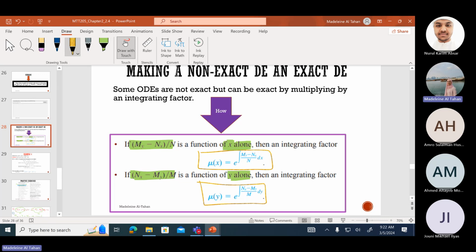The first step: find your M and N and check if it's exact. If it's exact, go ahead and solve it. If it's not exact, check if we are able to transform it to exact by finding this one. If it's a function of x only, find your integrating factor. And if the second one is a function of y only, find your integrating factor. We'll illustrate this with this example. Did you finish writing from the board?